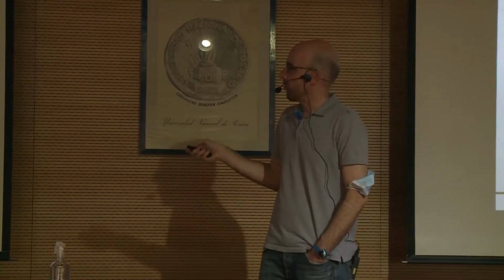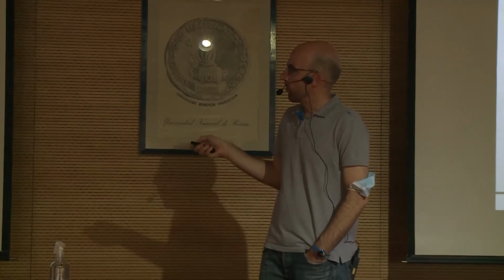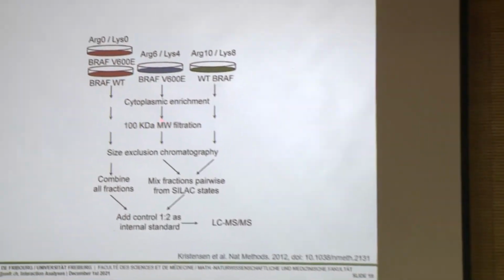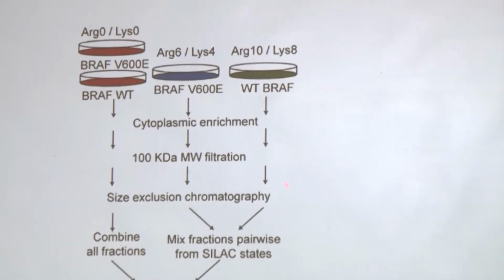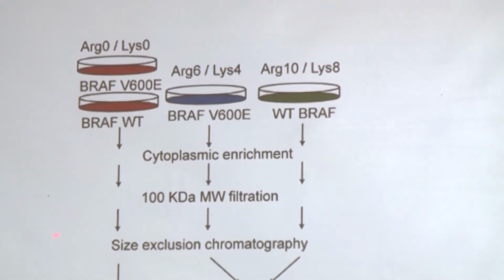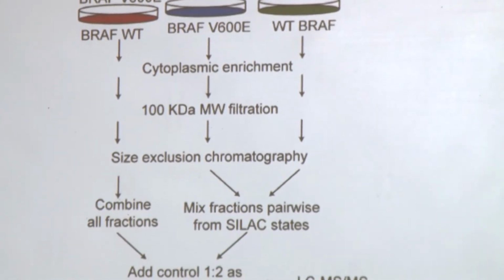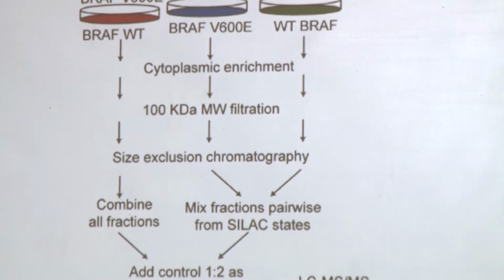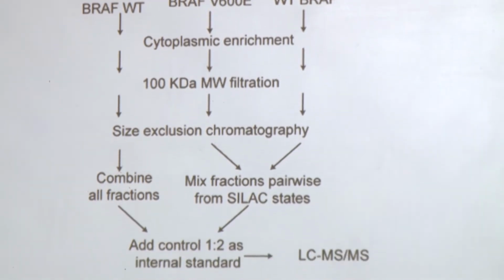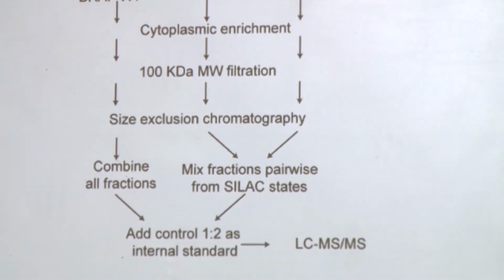And we do three size exclusion chromatography runs. One for our internal control, one for the oncogenic BRAF, and one for the wild-type BRAF. So then we have our size exclusion fractions, and now we mix here the original size exclusion fractions, so fraction 1 with fraction 1, fraction 2 with fraction 2, and we have our 56 fractions.